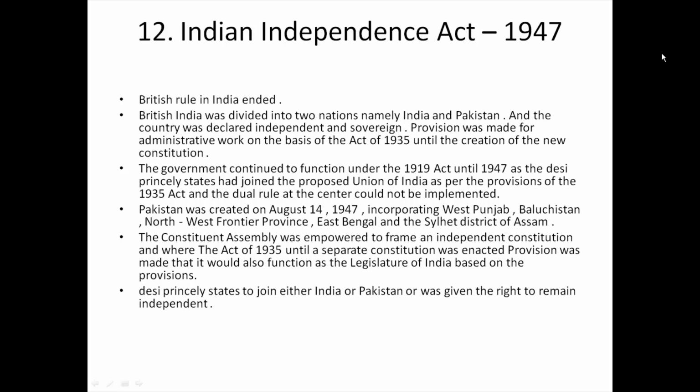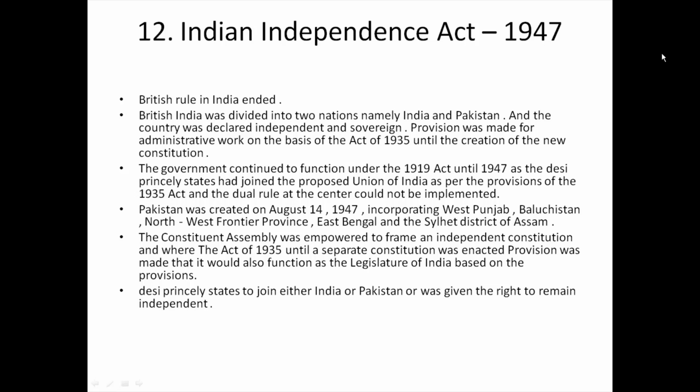The government continued to function under the 1935 Act as the princely states had not joined the proposed Union of India as per the provisions of the 1935 Act, and the dual rule at the centre could not be implemented. Pakistan was created on 14 August 1947, incorporating West Punjab, Baluchistan, Northwest Frontier Province, East Bengal and the Sylhet district of Assam.